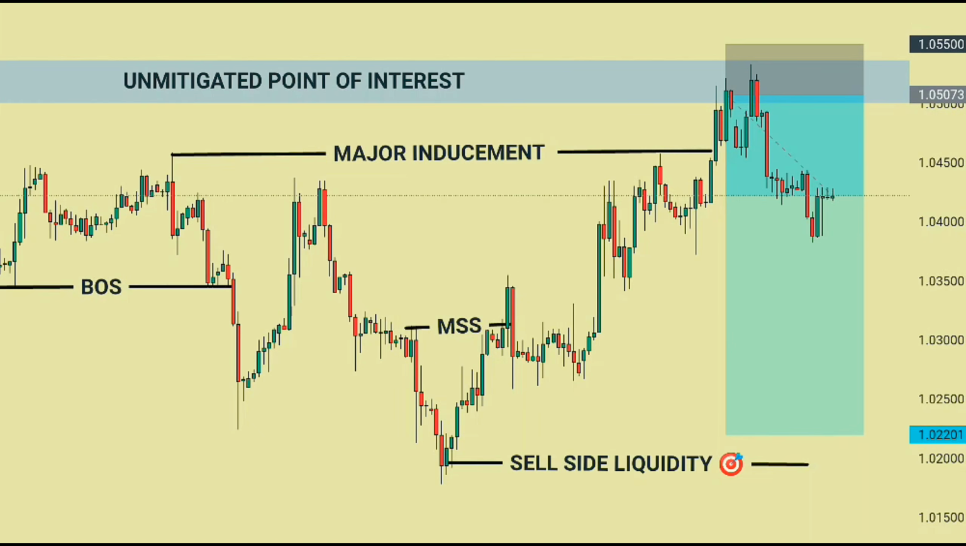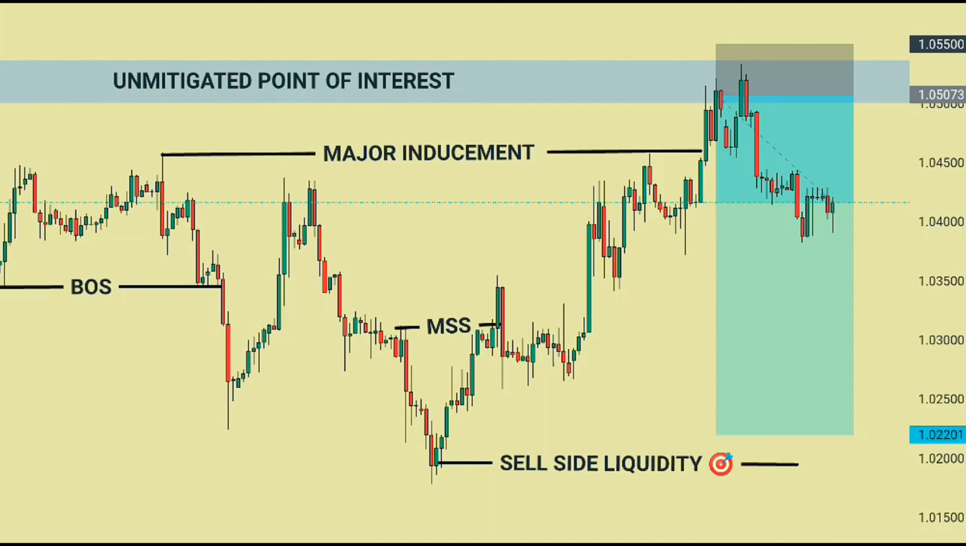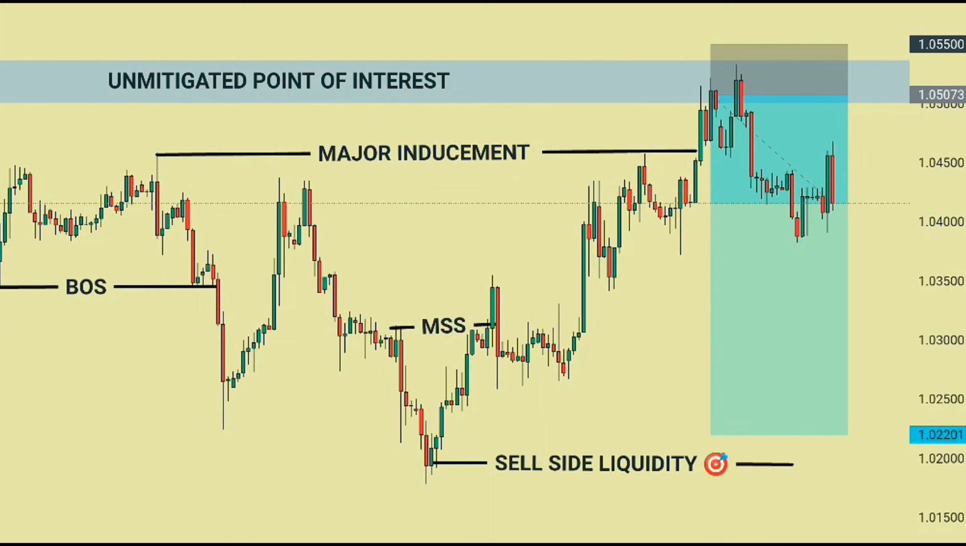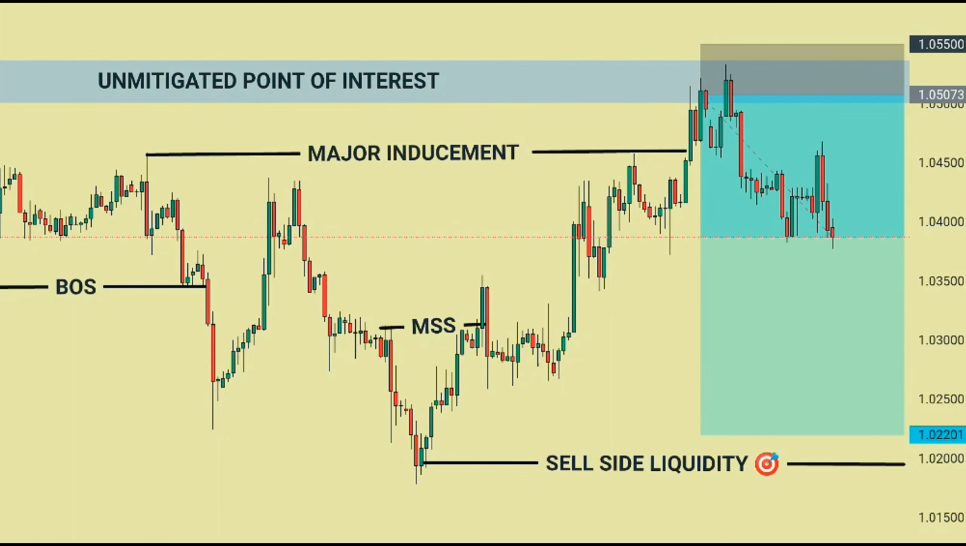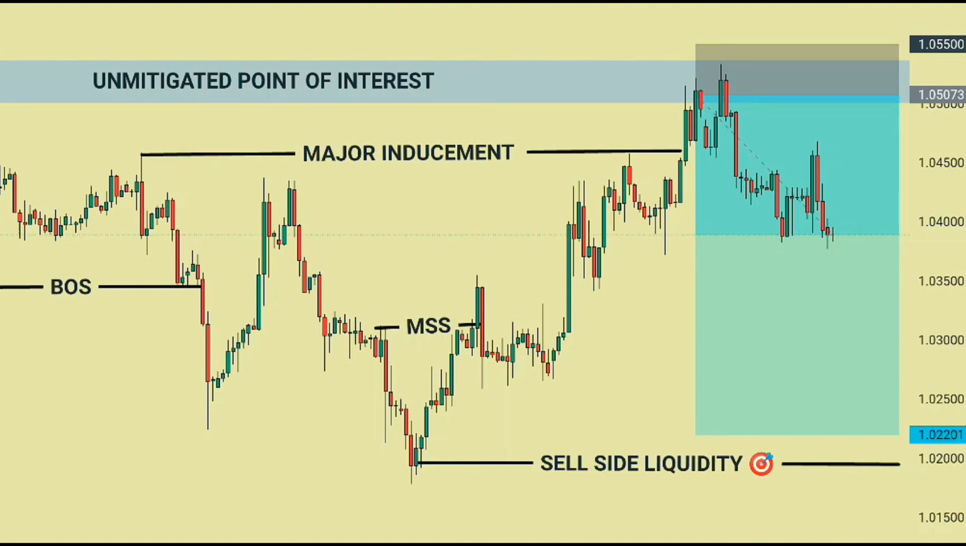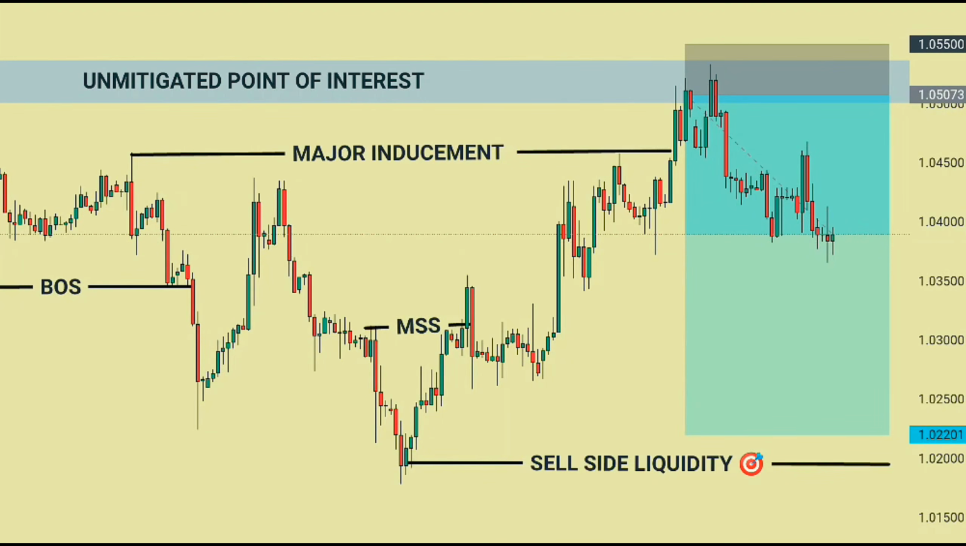Look again at this chart. Show inducement and sweep again. If you entered here, you lose. If you waited for confirmation, you win. That difference is discipline. And that discipline is what separates consistent traders from emotional traders.